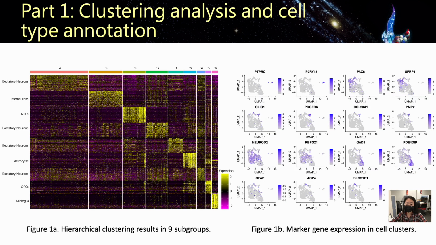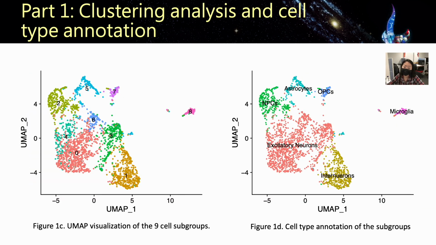In the first part, we identified 9 different subgroups of cells through hierarchical clustering using the CRAN packages, as you can see in Figure 1a. The cell subgroups were distinguished according to curated cell-specific expressed marker genes, and Figure 1b shows the expression of a list of marker genes in different cell clusters. As you can see in Figure 1c, there is a total of 9 cell subgroups identified.